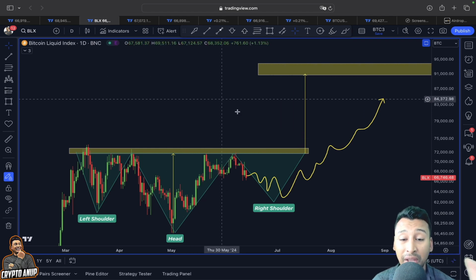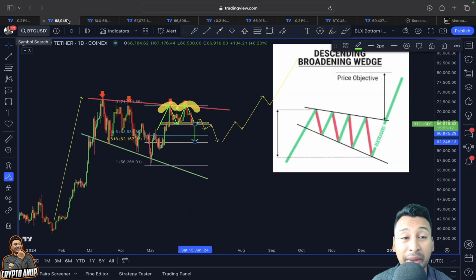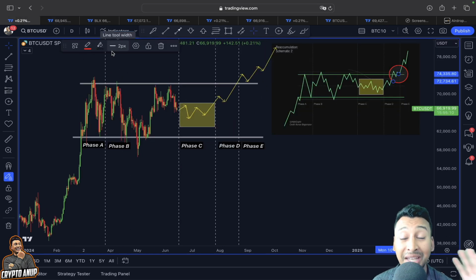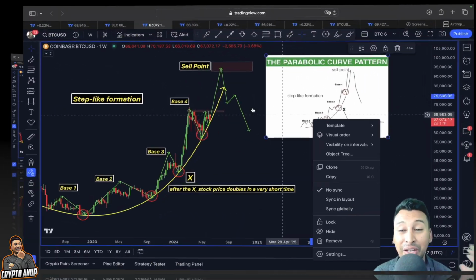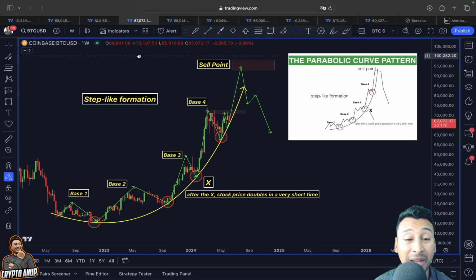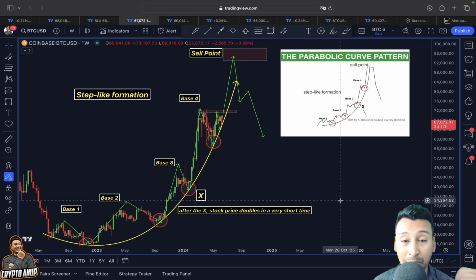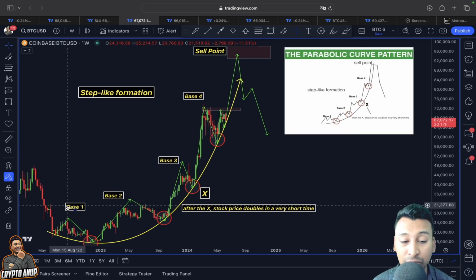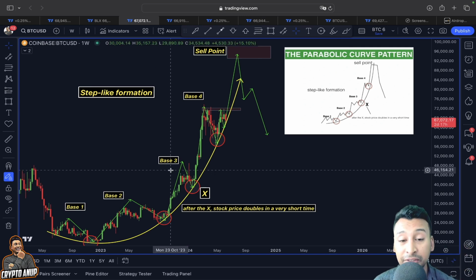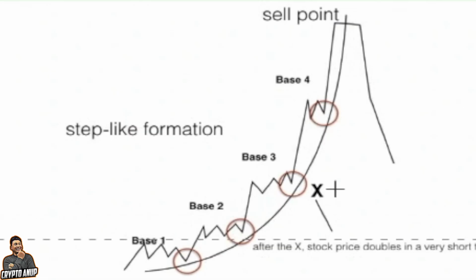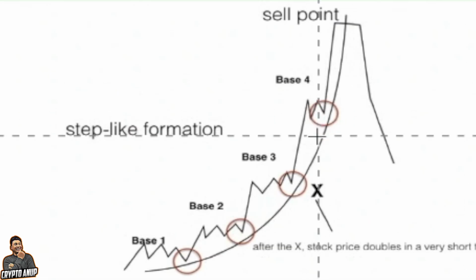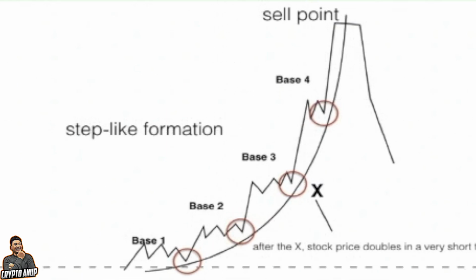But for now, if you look at this formation, if you compare the scenarios which I just showed you, it actually makes a lot of sense. And even in a bigger picture, if you look at this parabolic curve pattern, step-like formation, we are aware Bitcoin has already formed base 1, base 2, base 3, and this here could be a formation of base 4. And if you look at this example in base 4, price is expected to show more sideways movement, even a few pullbacks before heading towards this sell point.